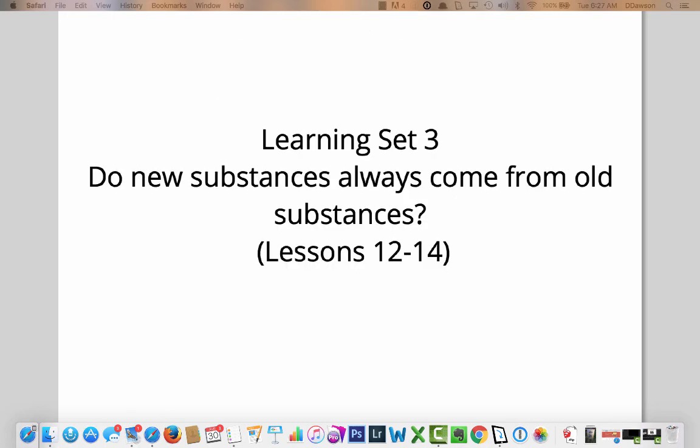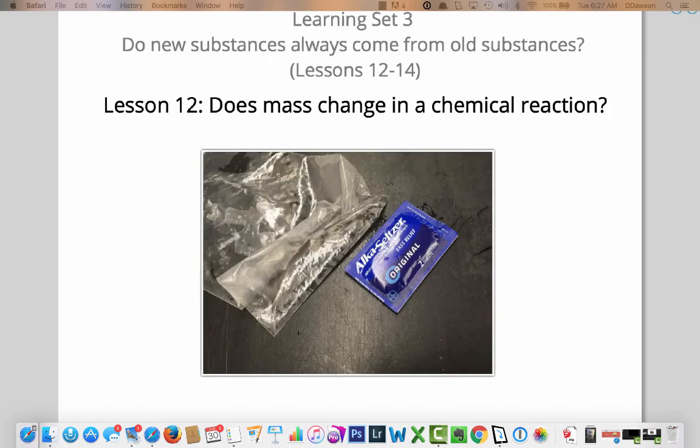So in learning set number 3, do substances always come from old substances? I'll be honest with you, this is not a great title for learning set 3. You don't really talk about it a whole lot. I mean, I guess you could, but that's not what it's really about. In lesson 12, you're talking about conservation of mass.